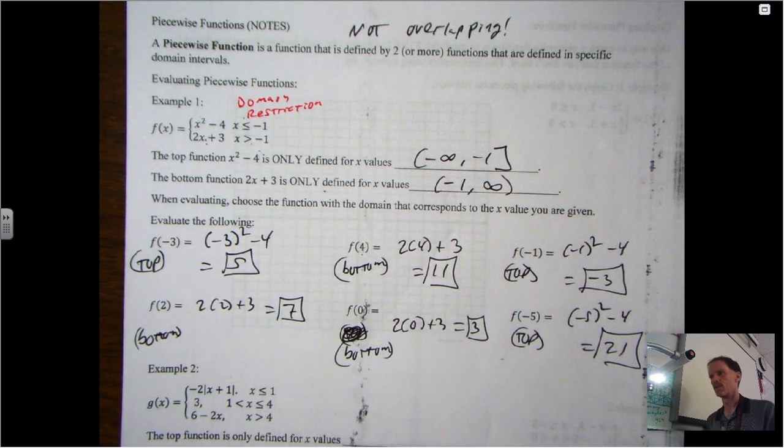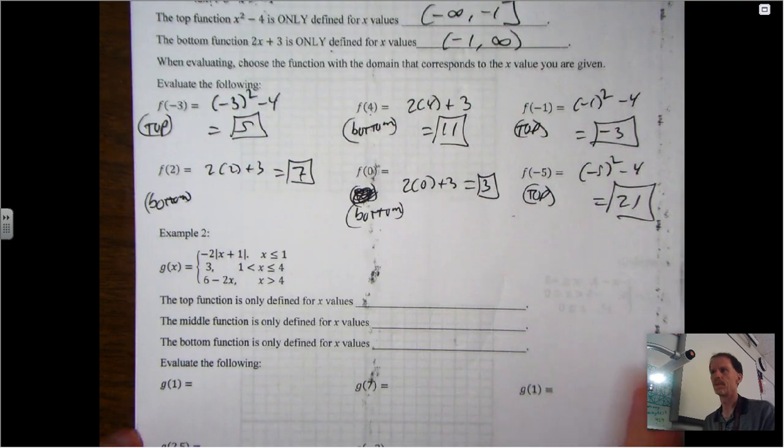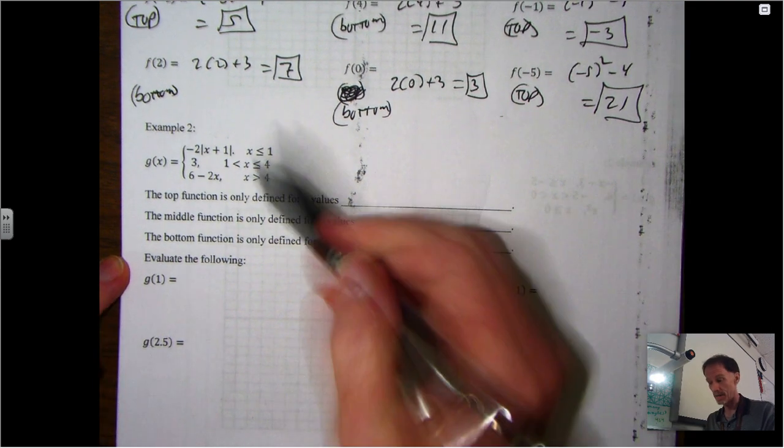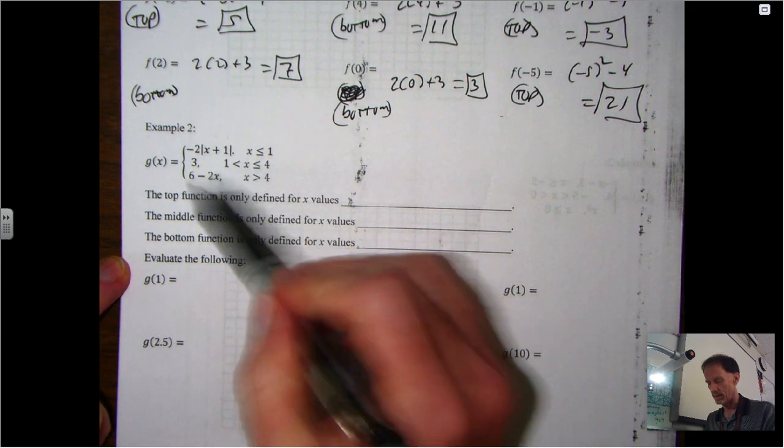Okay? So again, figure out what your domain is for each one, and then whatever x value, wherever your given x value falls into, plug it into that one. These are all only going to have one answer. Okay? Works the exact same way for three piecewise functions. So you got 3 pieces here.